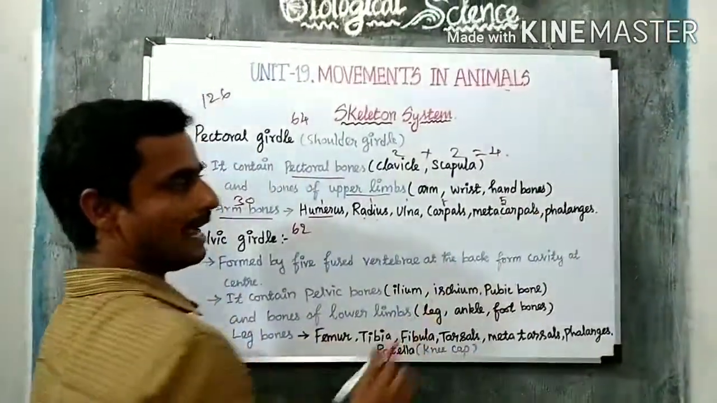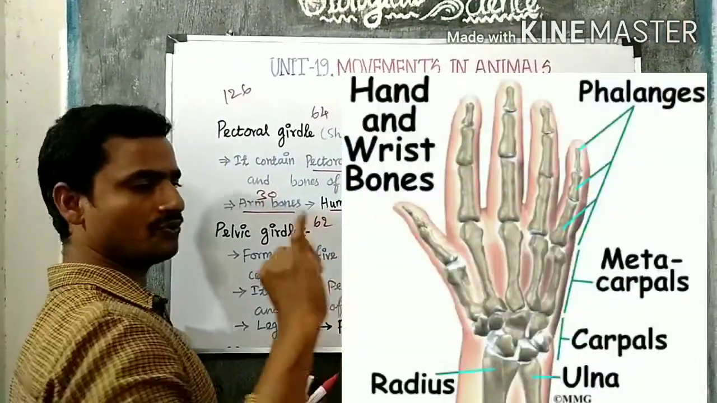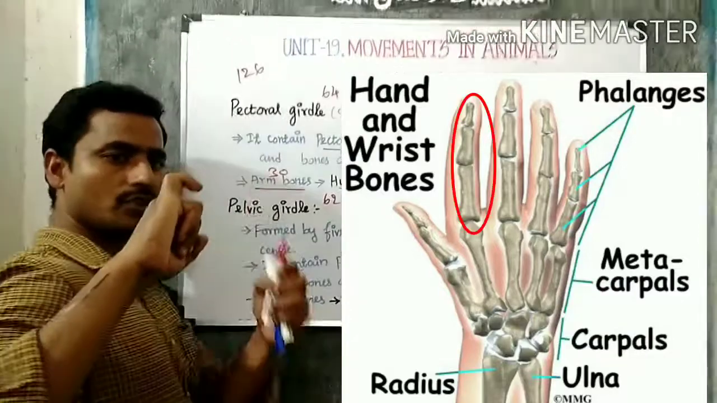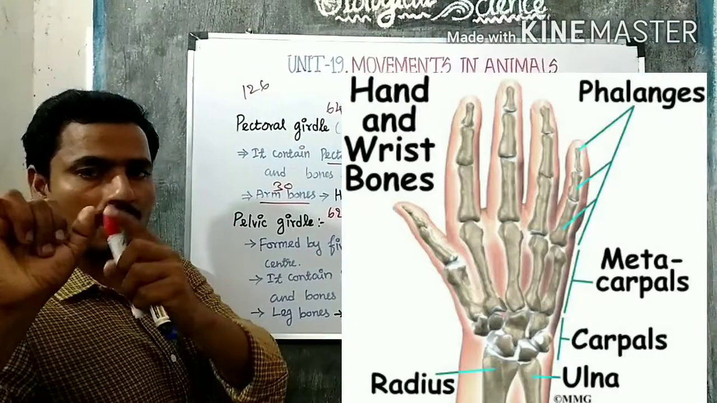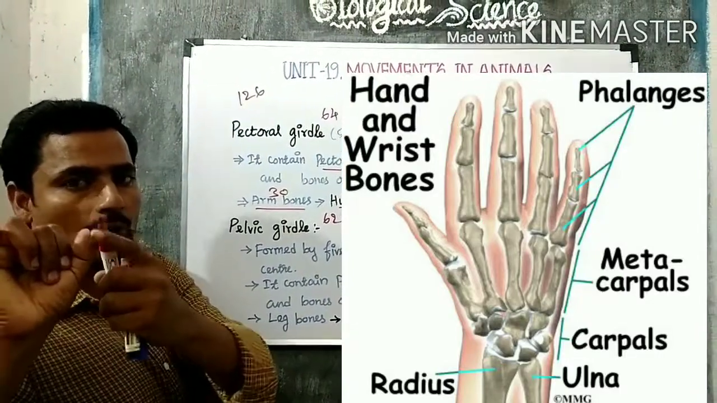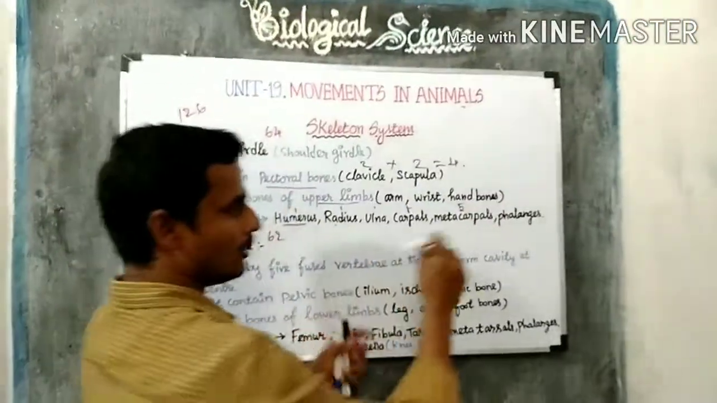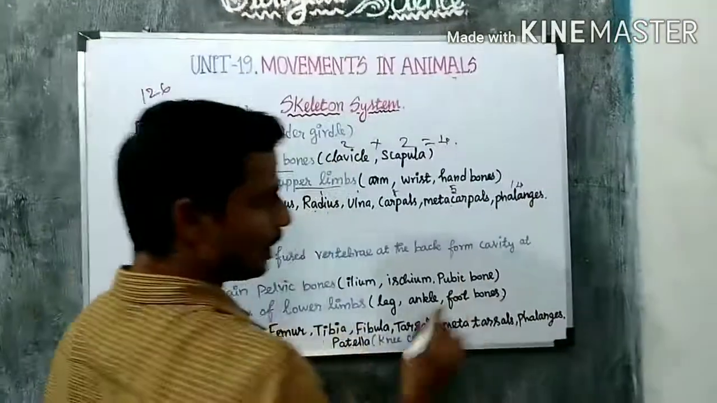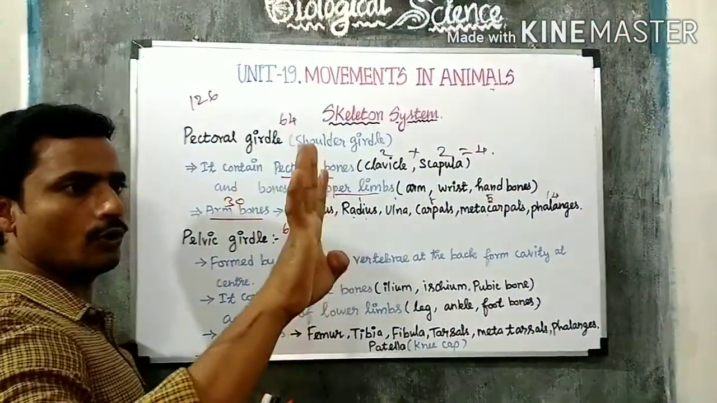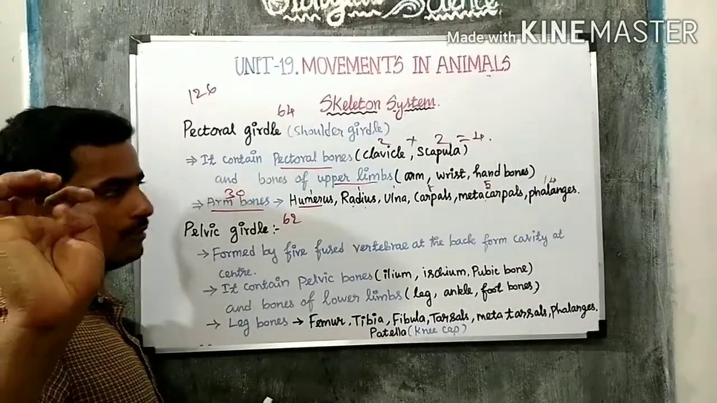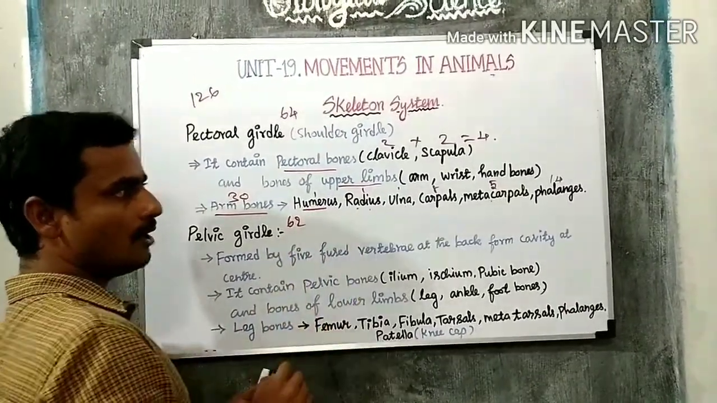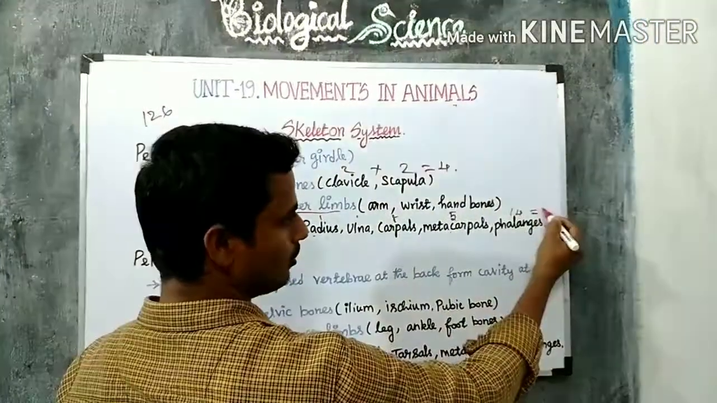In phalanges, each finger has 3 bones except the thumb. In the thumb we have only 2 bones. So 4 threes are 12, and 2 bones, totally 14 bones. So in one arm we have 30 bones.